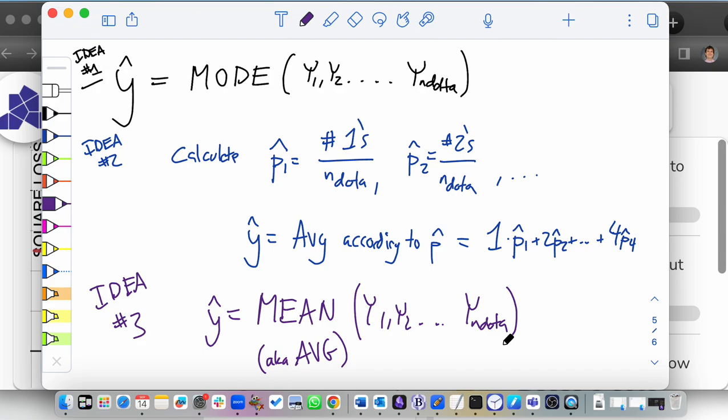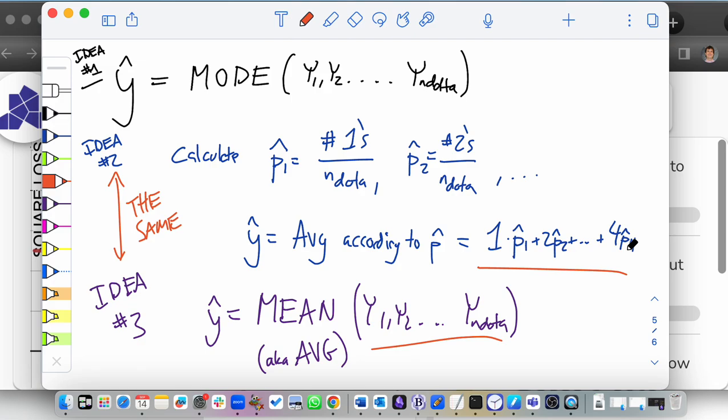Well, I'll tell you one thing. Idea number 2 and idea number 3 are identical. These two are the same, right? If you just write down the formula for p hat 1, p hat 2, and so on, and you do this calculation, you're going to get exactly the same thing as the mean. You're going to be averaging them up. Because you're going to do 1 times the number of 1s you have, plus 2 times the number of 2s you have, plus 4 times the number of 4s you have. It is another way of doing the mean by just grouping them into buckets of 1s, 2s, 3s, and 4s.